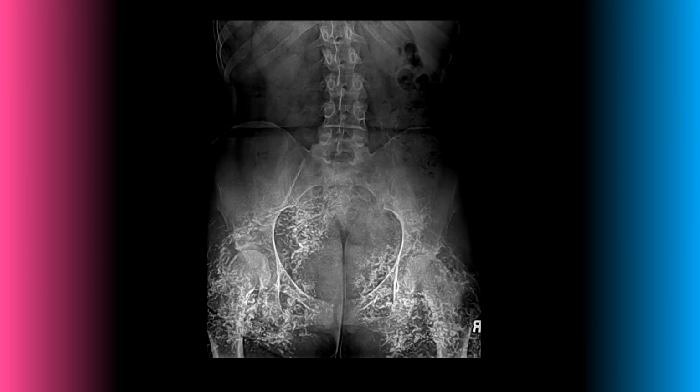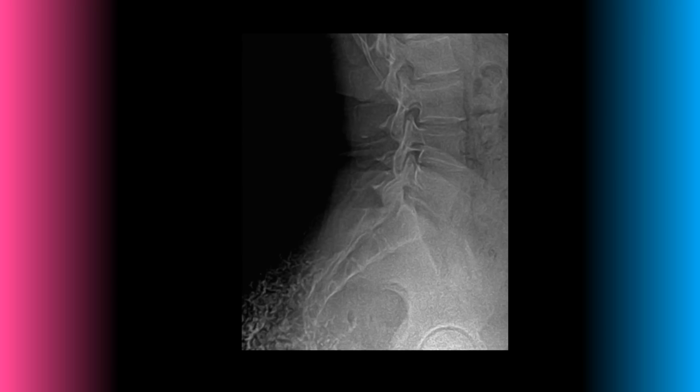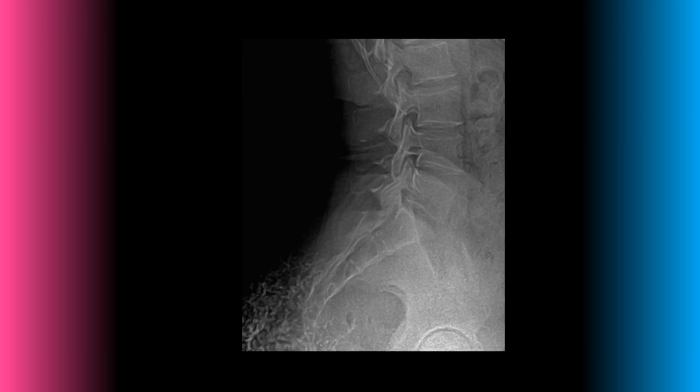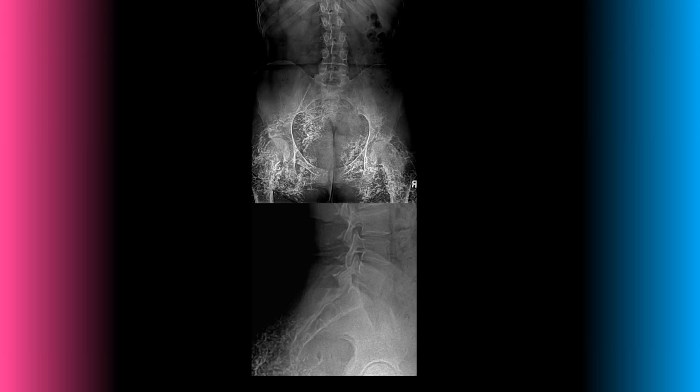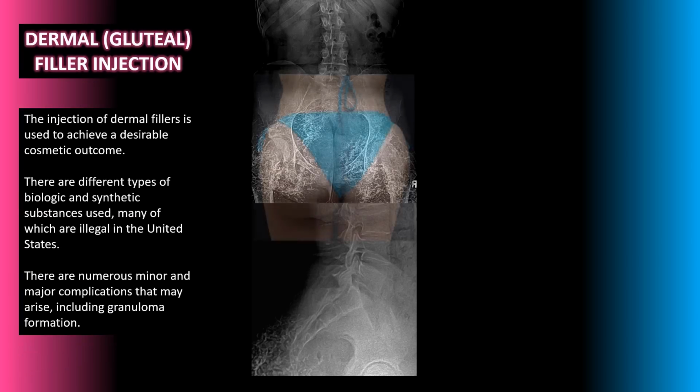Here is a rare radiographic example of an amorphous density seen scattered throughout the lower hemipelvis and around the hips. On the lateral view, we can see that this density is located within the soft tissues posterior to the sacrum and pelvis. So any ideas at what this density represents? This radiographic finding is due to dermal filler injections.